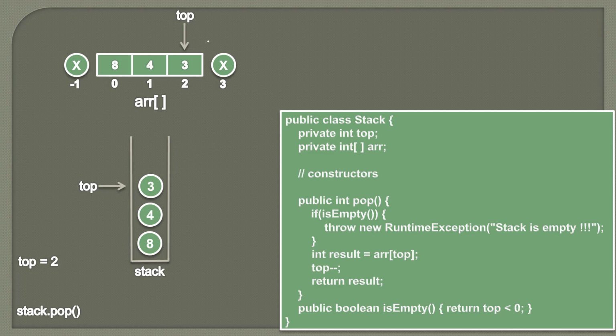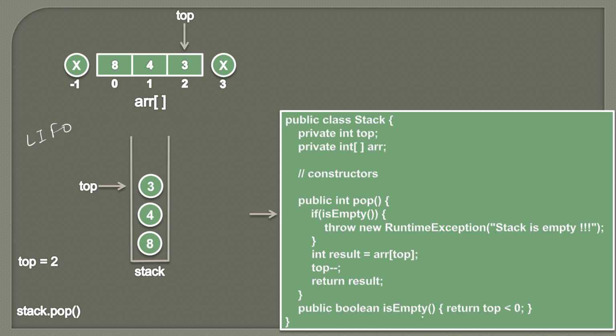So basically top is actually helping us in maintaining the LIFO property, that the element inserted last is the first one to be removed. So 3 was inserted last because top is pointing to 3. So when we call pop, the first thing we check is whether the stack is empty or not. Because if the stack is empty, there are no elements which we can pop. So how do we check whether the stack is empty or not?